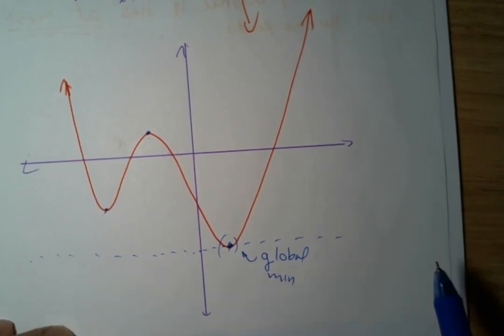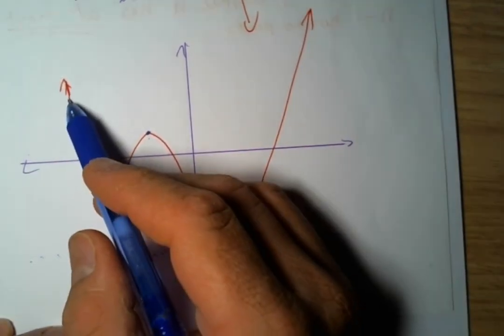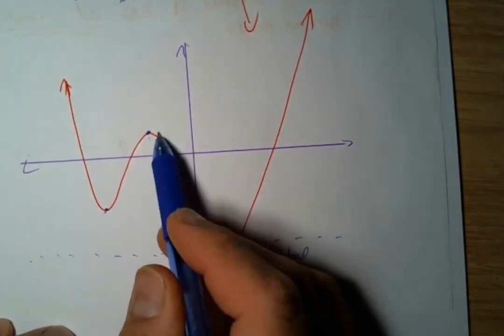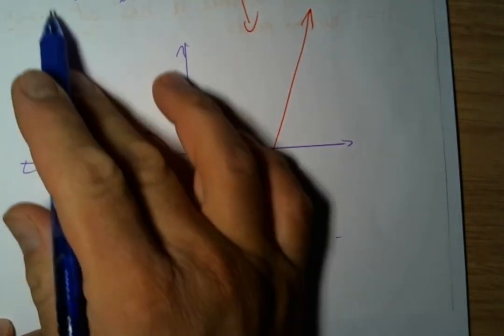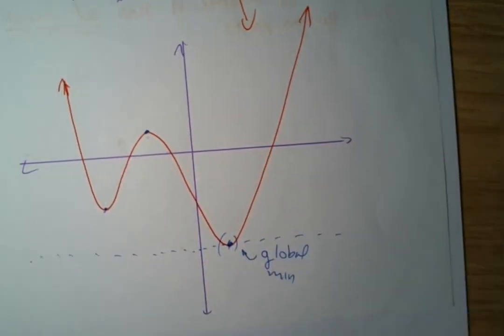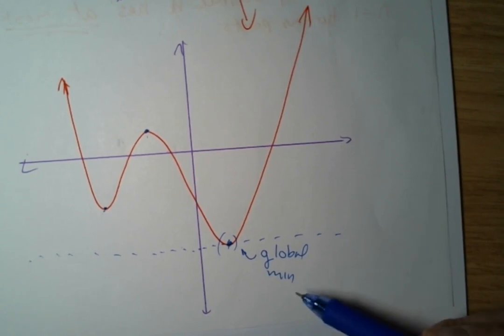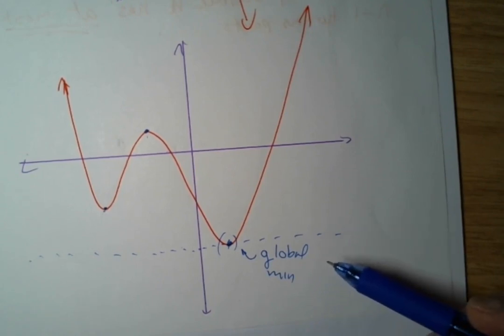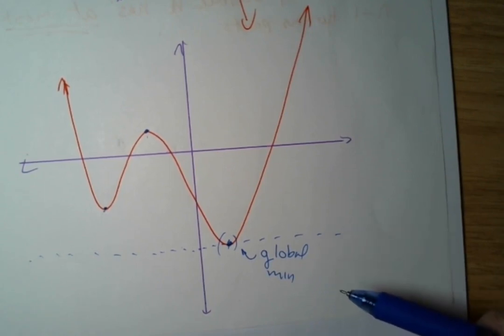Now there are no global max, because the values increase in both x directions, heading towards positive infinity and negative infinity. The values of the function go towards infinity. Now if the coefficient was negative, all that would be flipped. We would have a global max and no global min. Okay, all right.